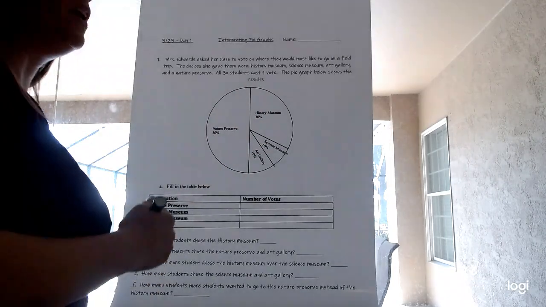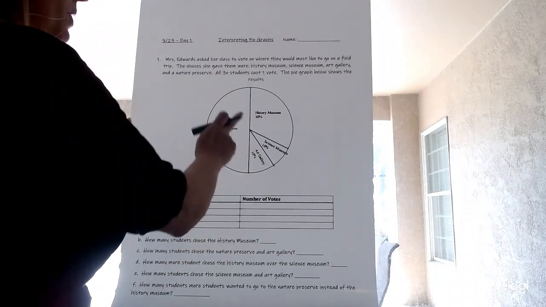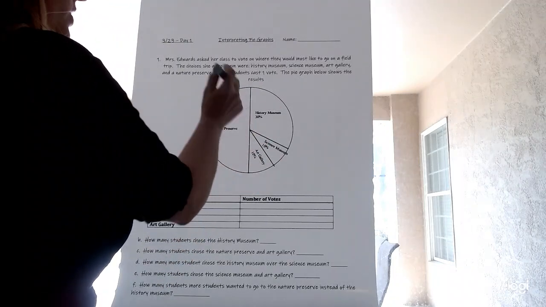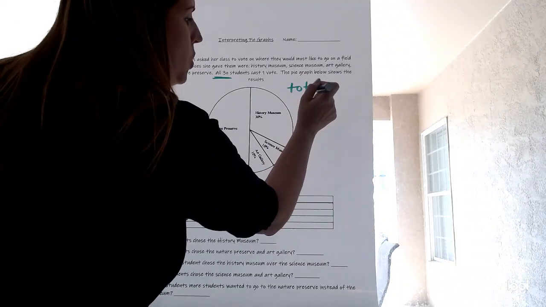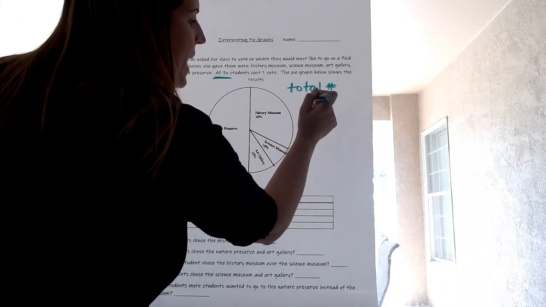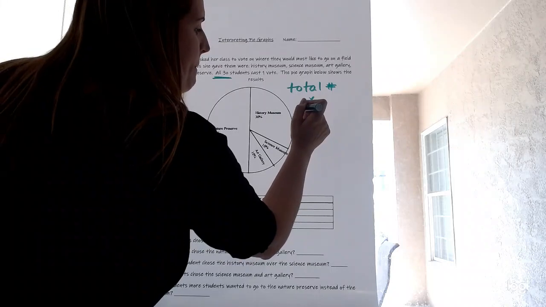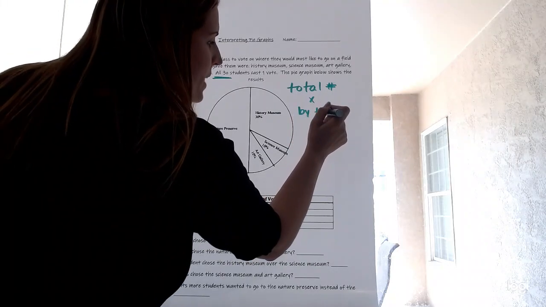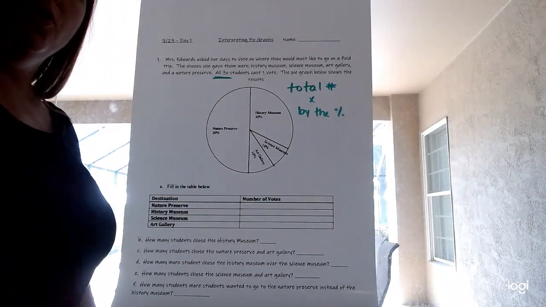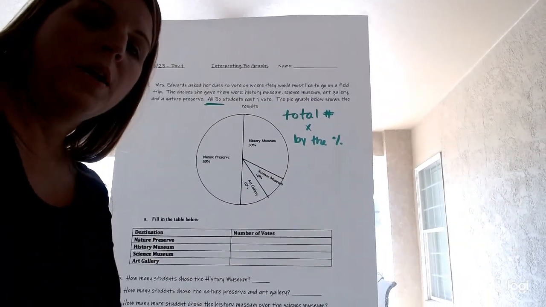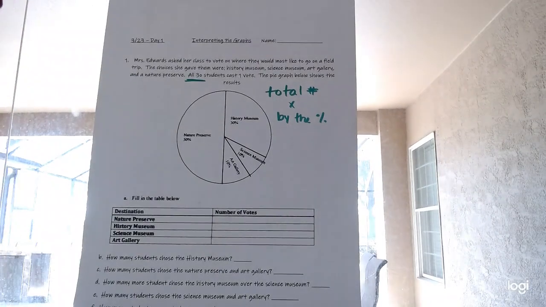In order to find out how many kids chose each one when you're given a percent, you have to look at your total number. We always look at the total number, and then we multiply that by the percentage, because we're trying to find the number of people.